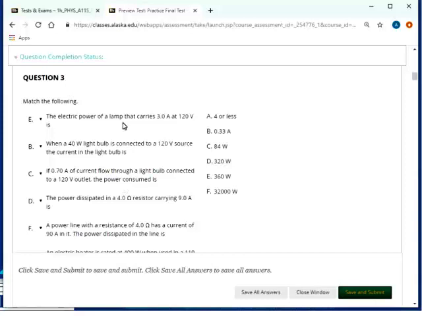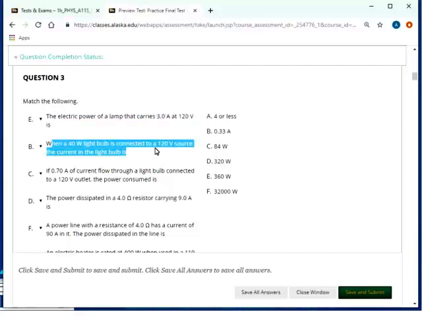All right, this one here covers the power law, power equals voltage times current, as well as Ohm's law, resistance equals voltage divided by current. So let's see what we get. Electric power of a lamp, 3 amps, 120 volts. 3 times 120 is 360 watts. There it is.